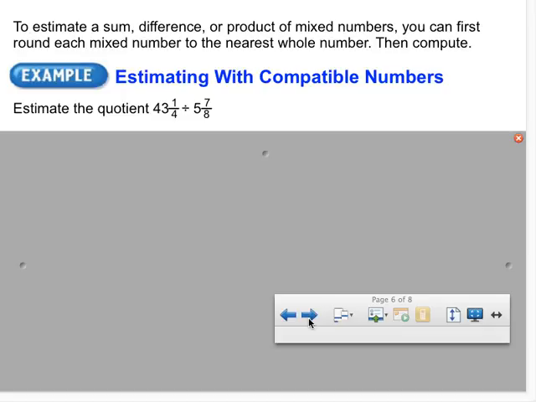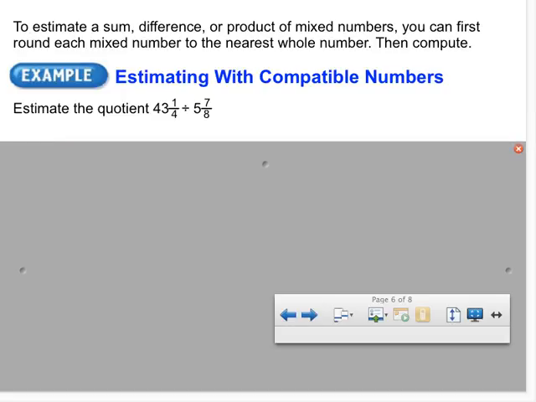Who wants to give this first one a try? Richard. Go ahead. So you said that this is going to become what? Okay, very good. So you said 43. And what about this other mixed number? Okay, good. You're saying that's close to 6.